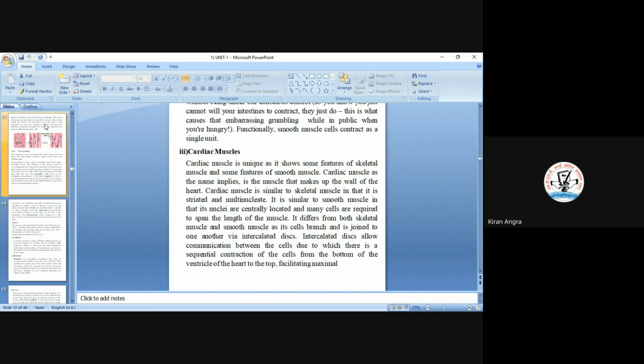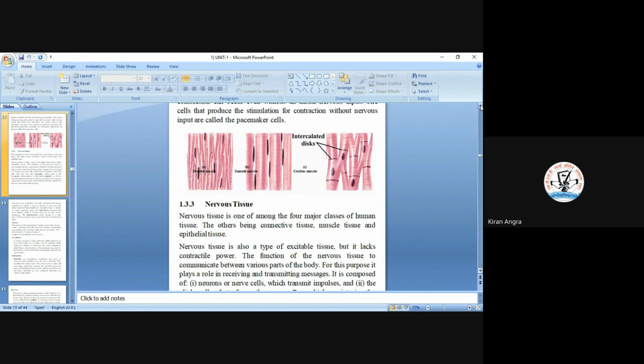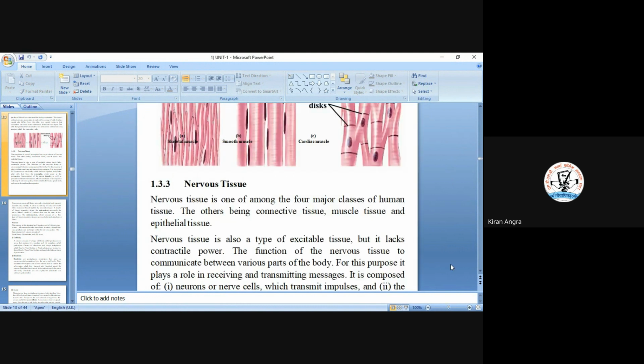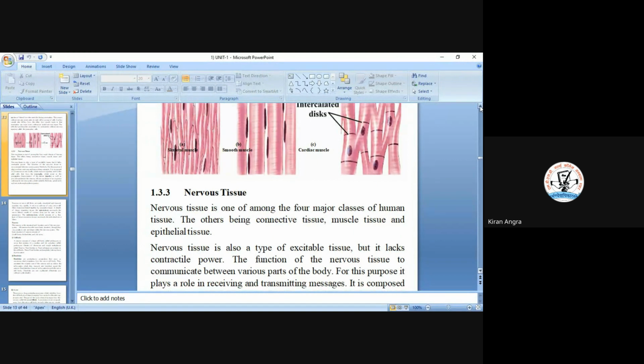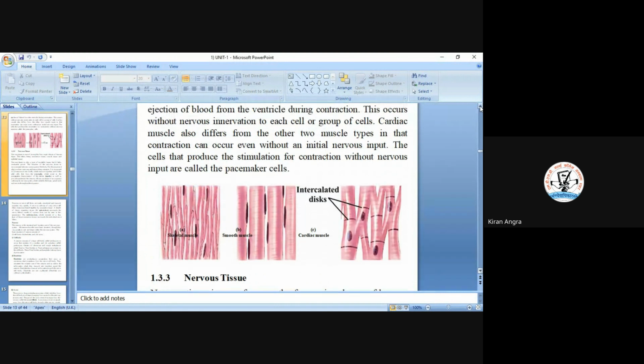Show this slide. You are seeing that this is skeletal, this is smooth, and this is cardiac muscle. In this diagram, these cells are joined together by intercalated discs, and these intercalated discs allow communication between the cells, due to which there is a sequential contraction of the cells from the bottom of the heart, which is the ventricles, to the top, facilitating maximum ejection of the blood from the ventricles during contraction.